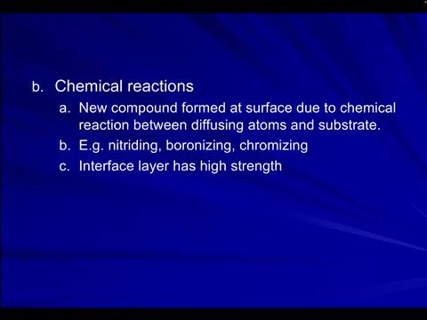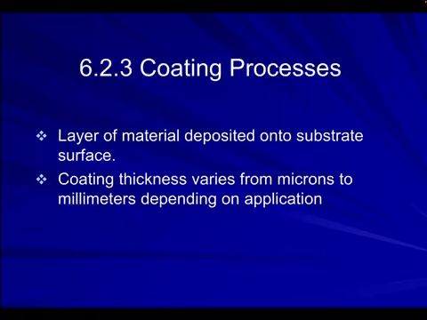Chemical reactions is where you form a new compound at the surface due to a chemical reaction between diffusing atoms and the substrate. So this is nitriding, boronizing, chromizing. And the interface layer has high strength. Coating processes: this is where a layer of material is deposited on the substrate surface, and the coating thickness varies from microns to millimeters depending on your application.